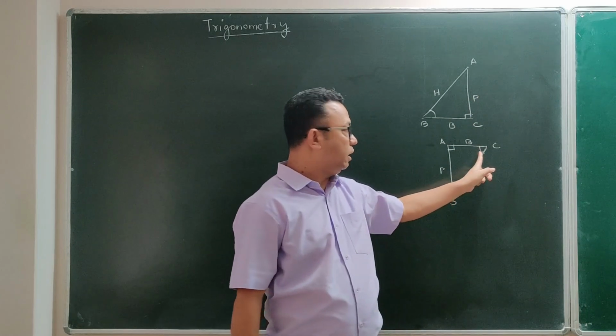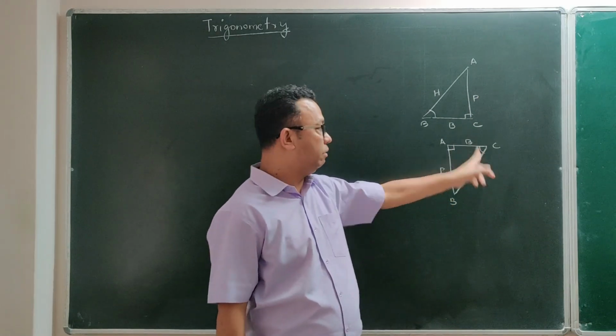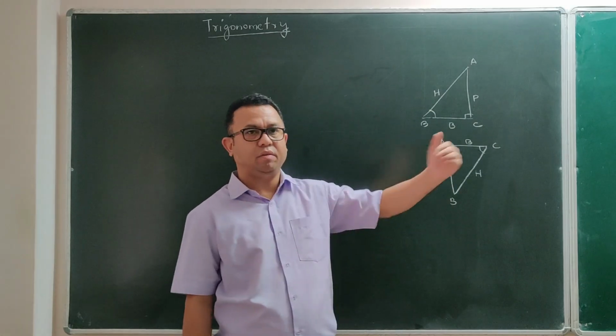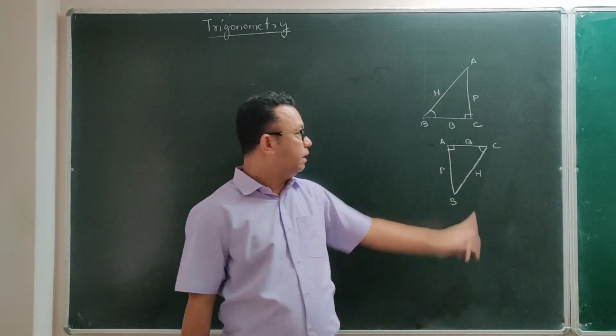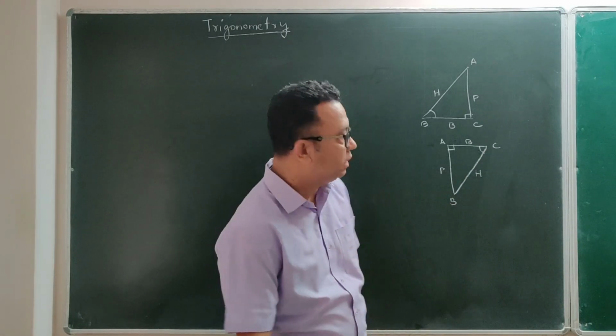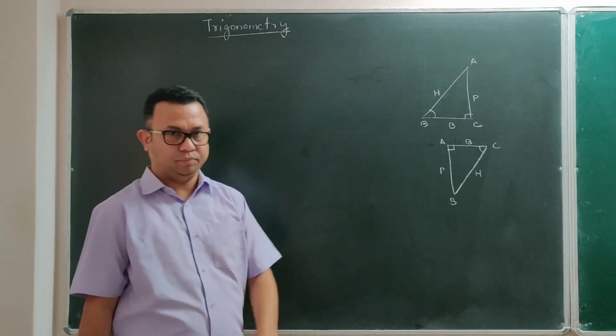So always keep an eye on the angle of reference. Wherever the angle of reference is, that will decide perpendicular and base. Yes, hypotenuse is the same every time. Hypotenuse is opposite to 90 degrees, and it does not depend on the angle of reference. But your perpendicular and base depend on the angle of reference.